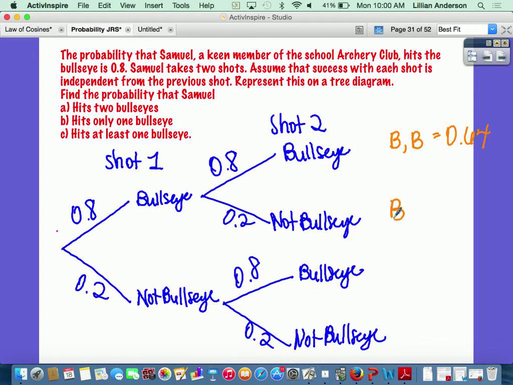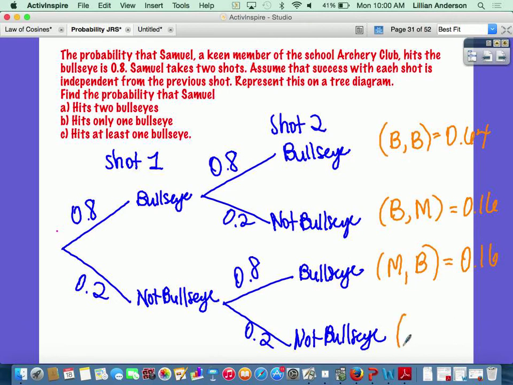I can hit the bullseye the first shot, but then miss the second shot. What's the probability of that happening? 0.16. I could miss the first time, but then hit the bullseye the second time. What's the probability for that? 0.16, again, you're just multiplying along the branches. Or he could step up and miss both times. What's the probability of that happening?